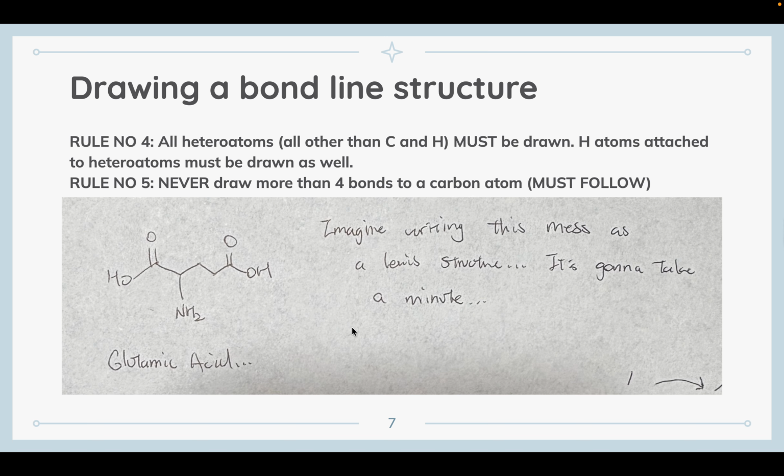Now, the fifth and the most important rule, hopefully you guys are still paying attention, is that you should never draw more than 4 bonds to a carbon atom. This is something you'll never ever see, at least at the undergrad level, where you see more than 4 bonds drawn to a carbon atom. So please do not break this one. It happens a lot more often than you think.